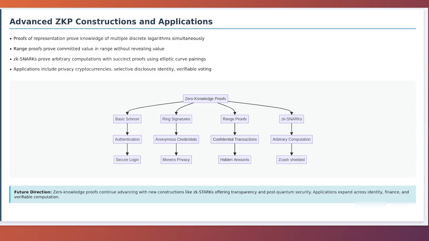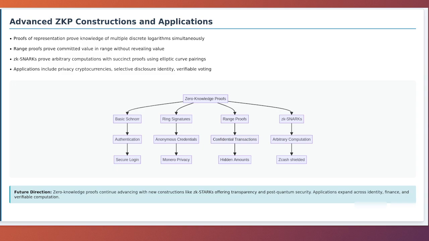Bulletproofs are a particularly efficient type of range proof that use elliptic curve commitments. A bulletproof range proof for a 64-bit value is only about 650 bytes, and it can be verified efficiently. Multiple range proofs can be batched together for even better efficiency.